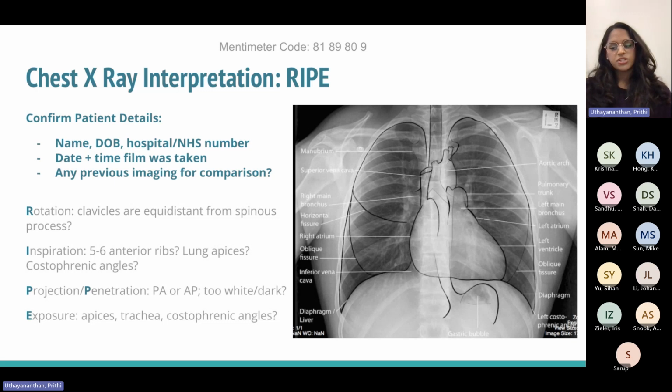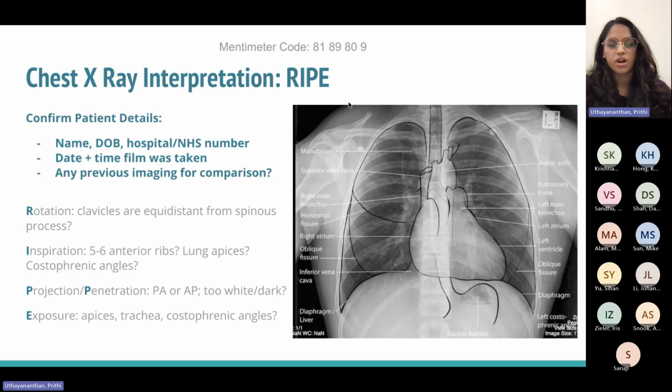With any imaging, it's important to take a systematic approach because a lot of the time there can be subtle differences, especially when you're first starting to do interpretation, that you might miss. So taking a systematic approach with any imaging is really important. The particular one we use for chest X-rays is RIPE ABCDE, and I'll go through that in a bit more detail. Also, if you have any questions throughout, please just unmute and ask and we'll try and help, or just pop it in the Q&A section.